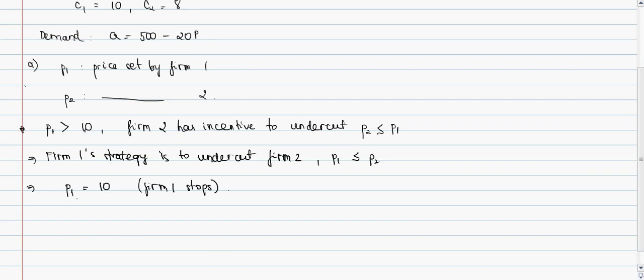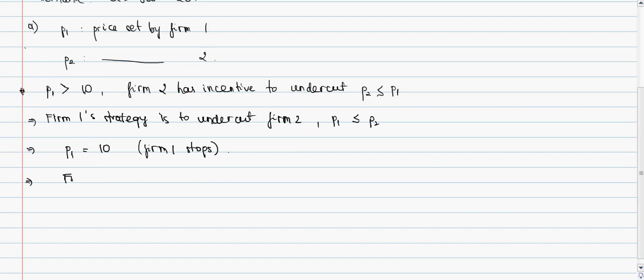Now if firm 2, seeing that firm 1 is setting the price at 10, firm 2 will be saying, okay, if I charge a very little bit lower price, I will be able to capture the whole market because my marginal cost is still lower than the price, and I know that firm 1 won't be setting their price below 10 because that will give them a negative profit. So the strategy for firm 2, the normal case, is to set a little bit lower price.